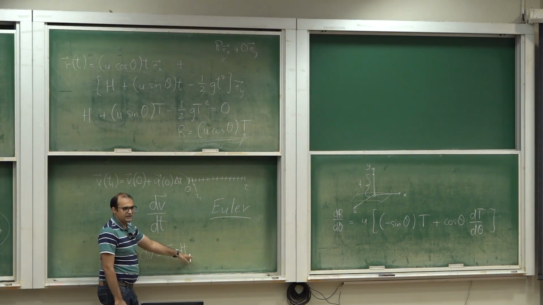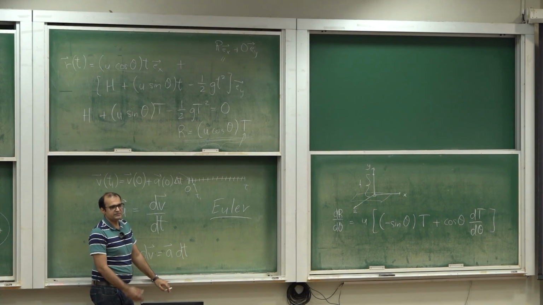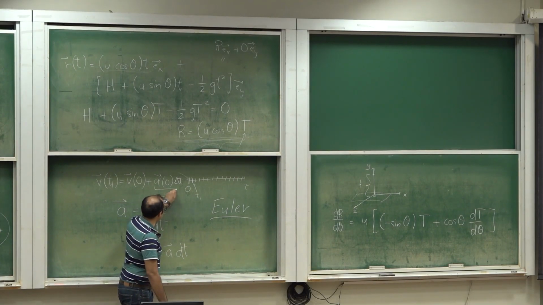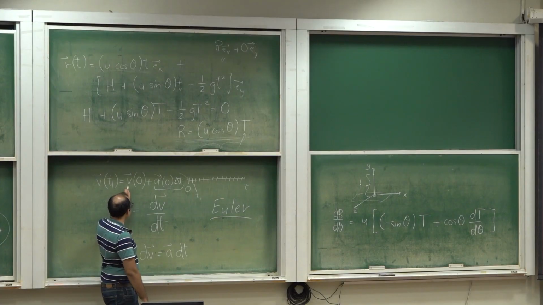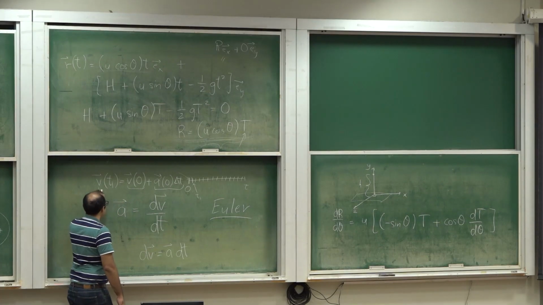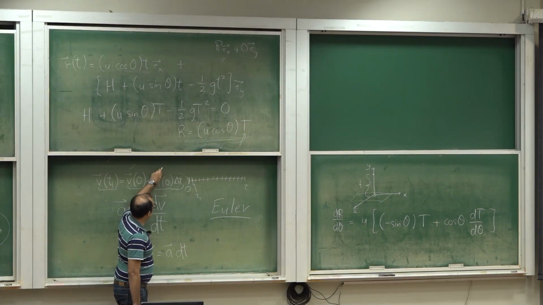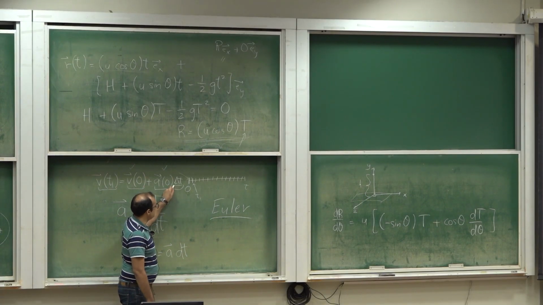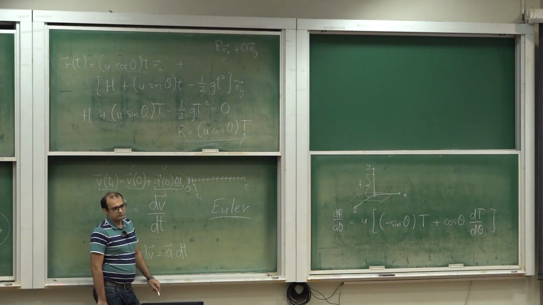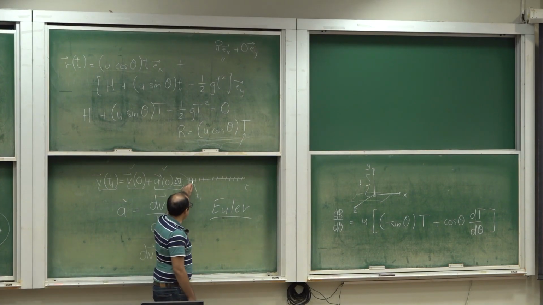Where delta t, dt को मैंने delta t लिख दिया, okay, because it is finite. Okay. This is the change in the velocity vector. This is the initial velocity vector. This is the new velocity vector. You know this, of course. Okay. अब मेरा इधर वेलोसिटी वेक्टर आ गया.